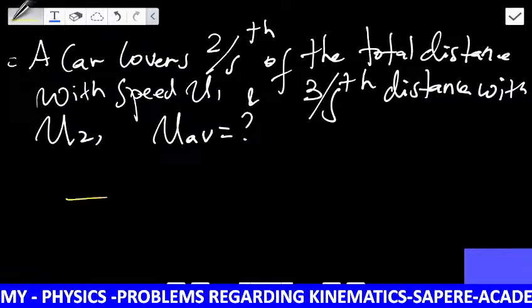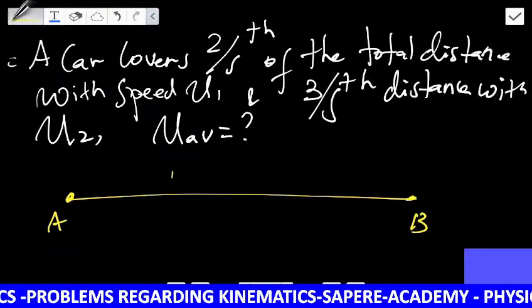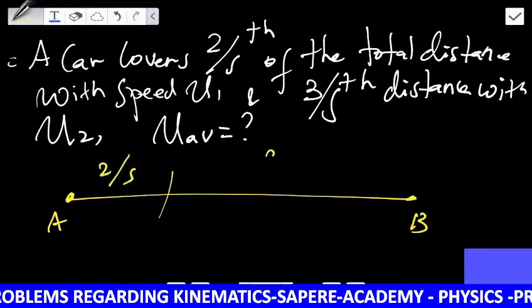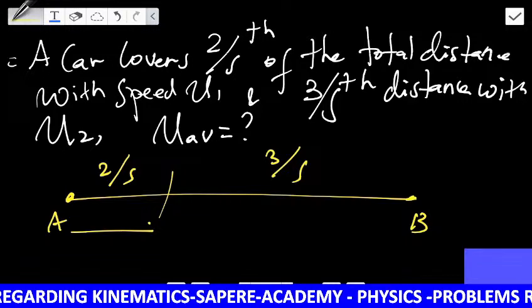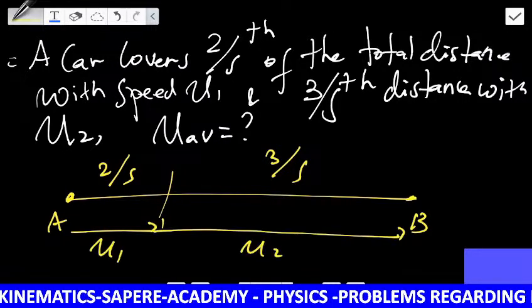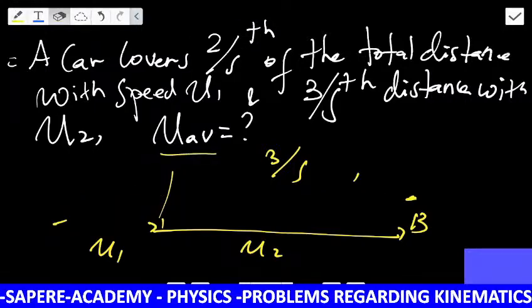So we have some distance from A to B. Let me suppose this is 2/5 of the distance, and this is 3/5 of the distance. So if it travels the 2/5 from here to here at some speed v1, and the remaining 3/5 from here to here at some speed v2, what is the average speed of the car is the question.